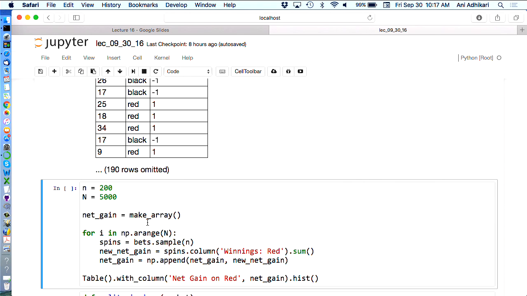So net gain is an array. If you take a look up there, it's an array that starts out empty. To that array, we append the net gain on every run. So at the end, it will end up as an array of length 5,000. For each repetition, it will have the amount of money that you made. Each repetition is 200 spins of the wheel, and you getting a total gain.